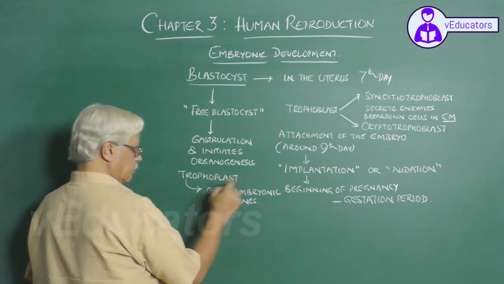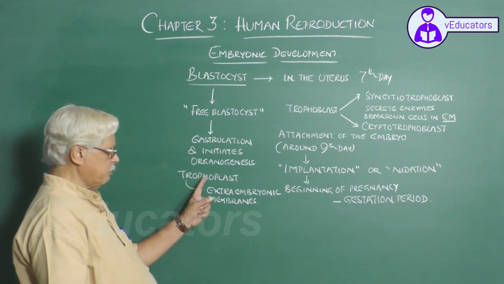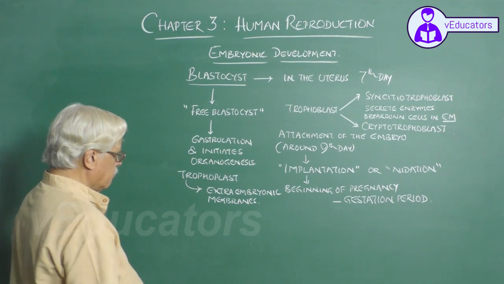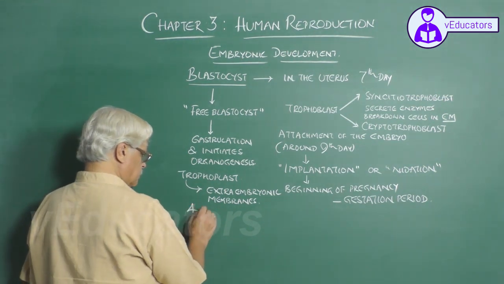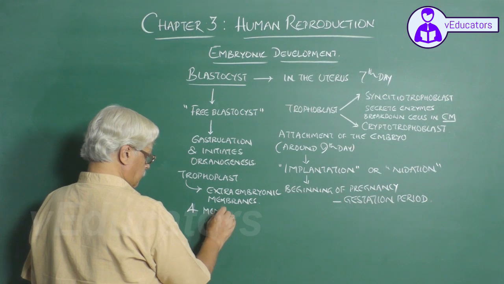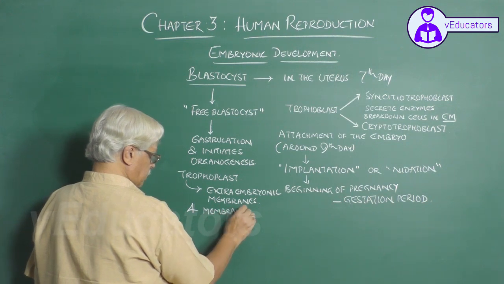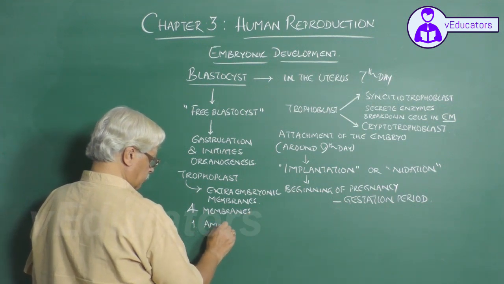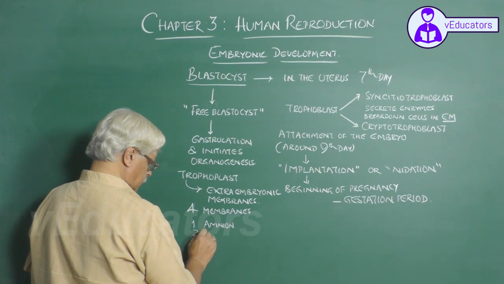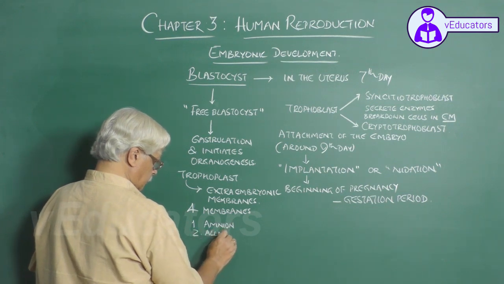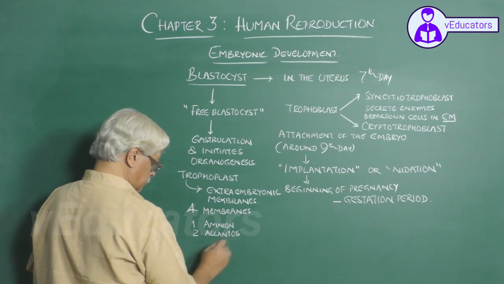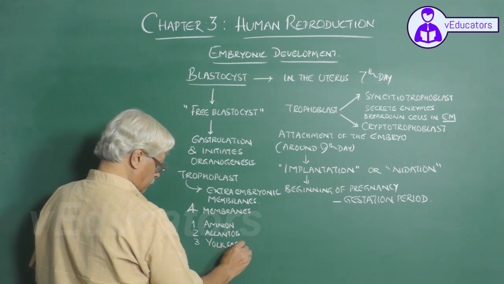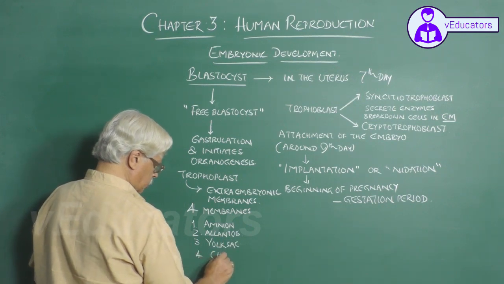Embryoblast becomes the embryo, trophoblast develops into the extraembryonic membranes. Four such extraembryonic membranes develop around the embryo. One is amnion, another one is allantois, yolk sac, and chorion.